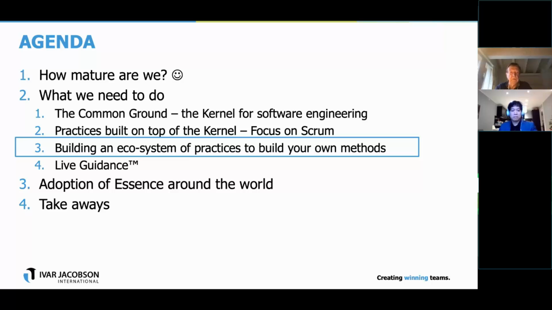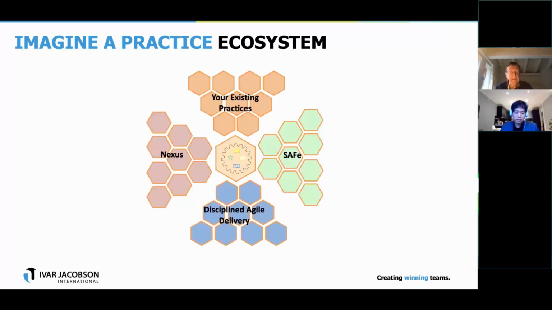Instead, you start with just the kernel there at the bottom, and you add more and more to it. So let's see how that is done. We imagine we have an ecosystem where in the center is the kernel, because it's standard, and then you have your existing practices described using Essence, the kernel. So you have cards for every practice like that.